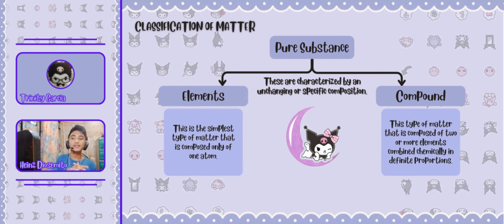Pure substances can be divided into two things: elements and compounds. Elements is the simplest type of matter, which is only composed of one atom, and it is what is in the periodic table. Compounds, on the other hand, is the combination of elements. It is like H2O, which is water, or carbon dioxide and other stuff.